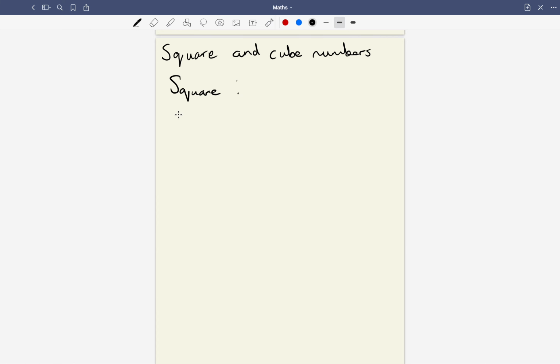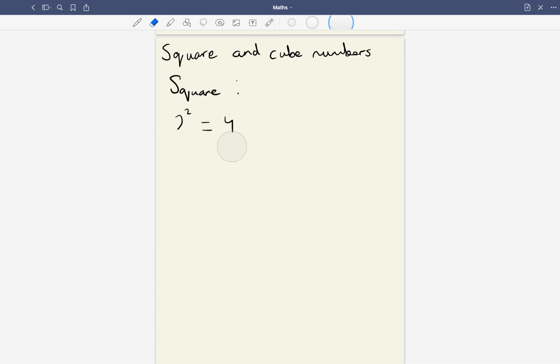A square number is any number to the power of 2. So for example, 2 squared, that equals 4. 3 squared equals 9. You should know these ones off the top of your head. So 4 squared equals 16, things like that. So if I was to write them out in a list, 1 squared, 1, 4, 9, 16, 25, that should sort of jog your memory if you can't really remember them too well.